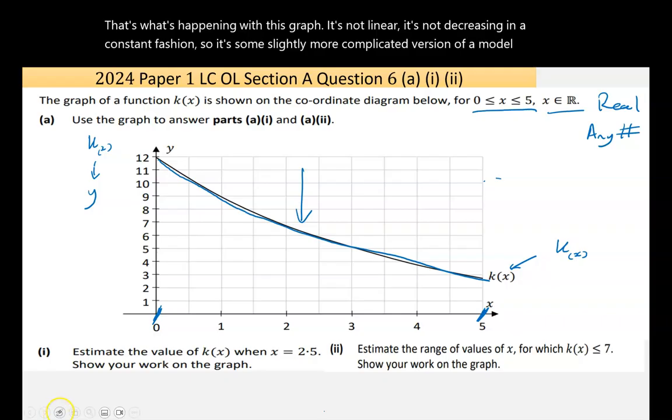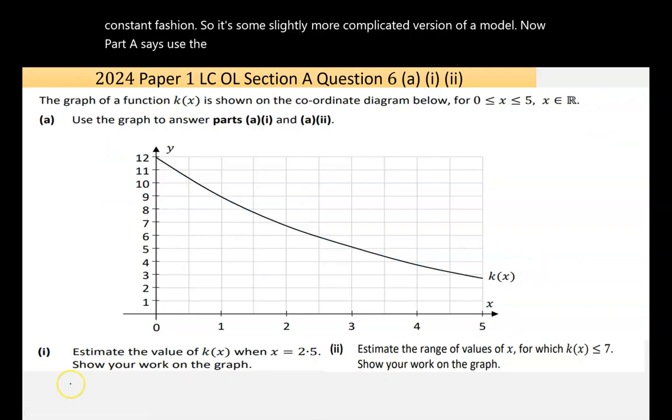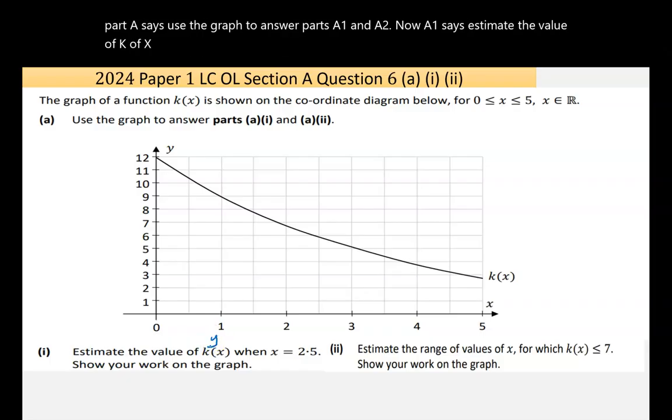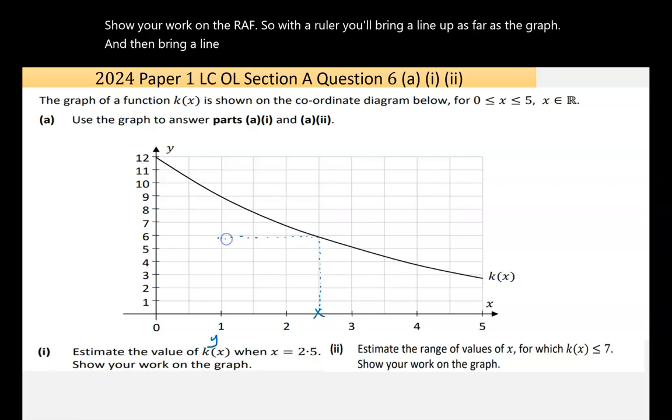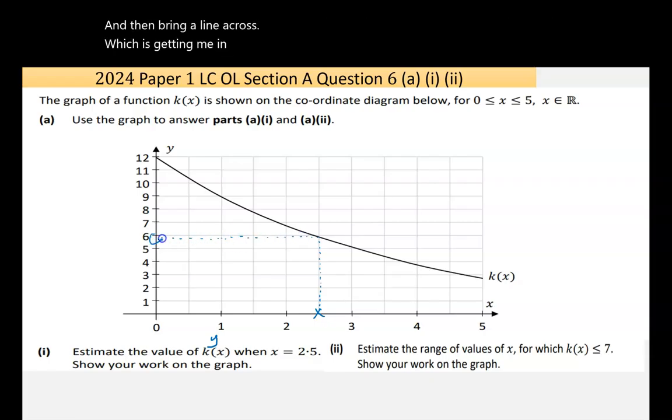Now, part A says use the graph to answer parts A1 and A2. Now, A1 says estimate the value of k of x. So estimate the value of y when x is equal to 2.5. Show your work on the graph. So with a ruler, you'll bring a line up as far as the graph and then bring a line across, which is getting me in and around 6.